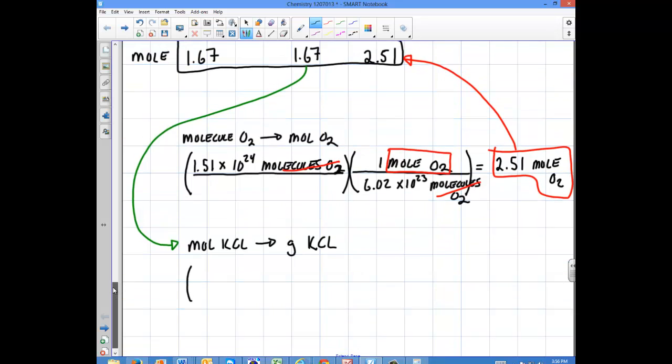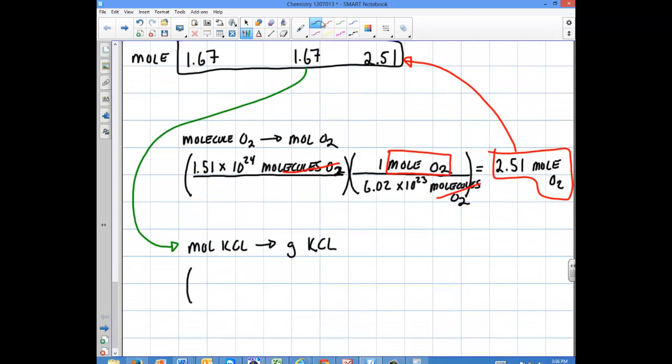Okay. So I'm going from moles of KCl. So how many moles of KCl do we have? I have 1.67 moles of KCl, like this. And how am I going to get the grams of KCl? Well, we're just going to take the molecular mass of KCl right here to multiply it. So 1 mole of KCl is 74.55 grams, like this.